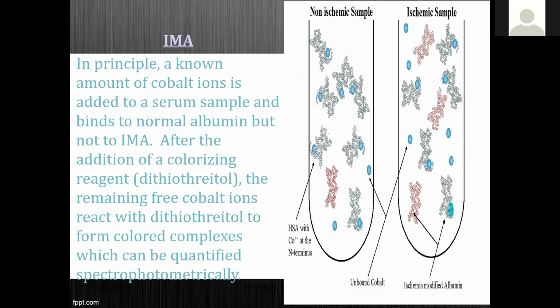The principle is a known amount of cobalt. You take a test tube, add the patient serum, and add some cobalt atoms, the cobalt containing liquid. If it is a non-ischemic sample, all the cobalt molecules get bound. Whereas if it is an ischemic sample, the cobalt molecules remain swimming freely. Based on how much you added and how many cobalt atoms remain, with the help of a decolorizing agent, you can easily identify whether it is an ischemic or non-ischemic sample. That is ischemia modified albumin.